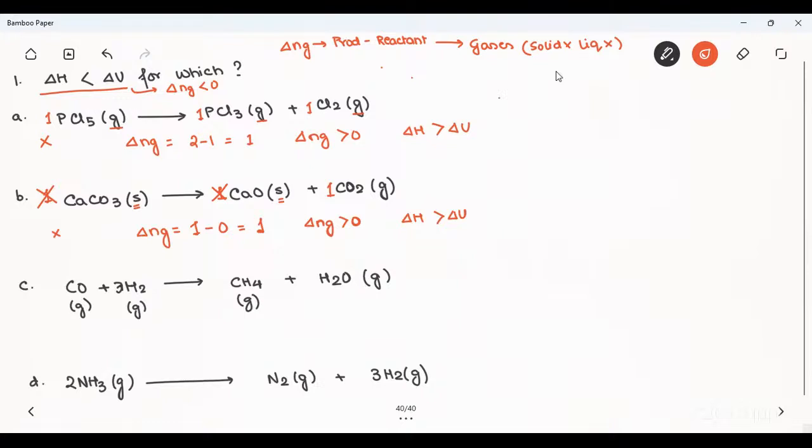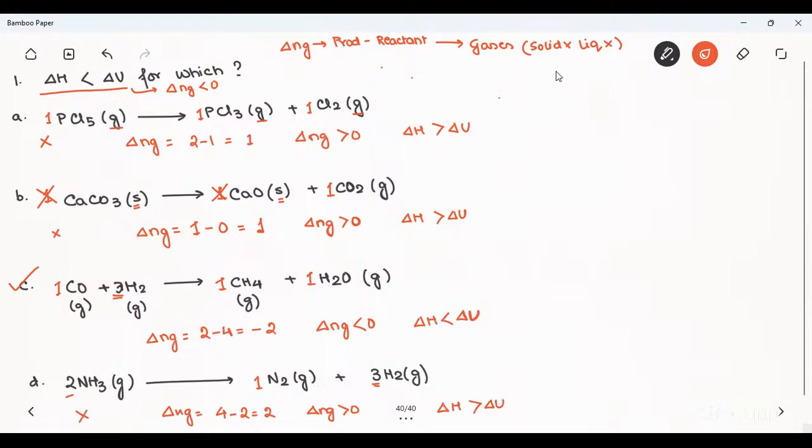Now, how to calculate for this? Delta Ng: you see here 1, here 1, here 3, and here 1. So it's 2 minus 4, which is equal to minus 2. So delta Ng is less than 0. It means delta H is less than delta U. So this will be our correct option. Let's check for this also. Here delta Ng is 1 and 3, so 4 minus 2 is equal to 2. Here also delta Ng is greater than 0, that is, delta H greater than delta U. So this will not be the answer.